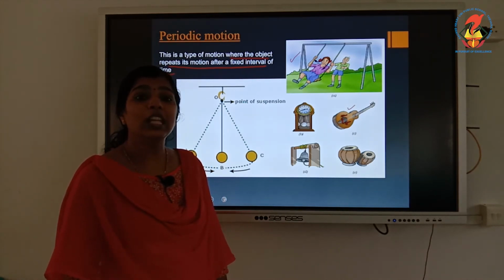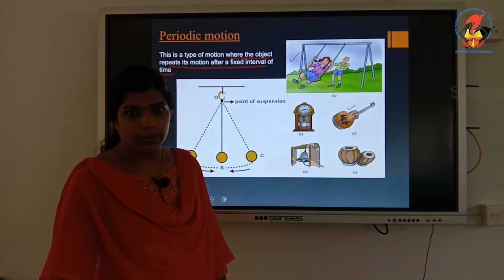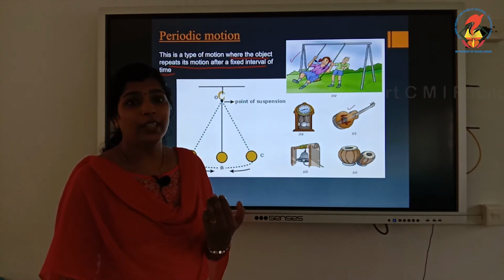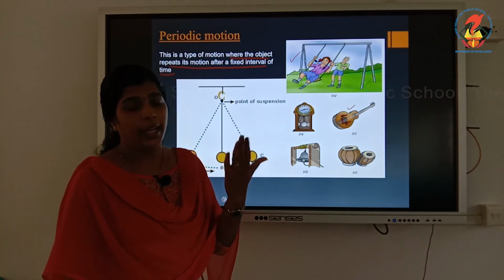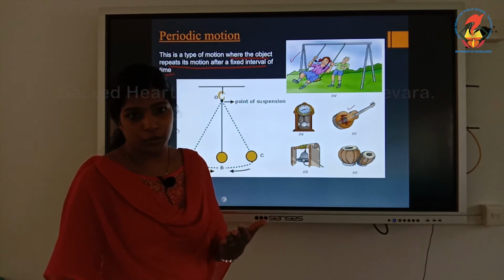Then the rotation of the earth. It will repeat after 24 hours. Rotation of earth, revolution of earth. For rotation, it will take 24 hours. After 24 hours, the same thing is repeating, day and night. So that is also an example of periodic motion.